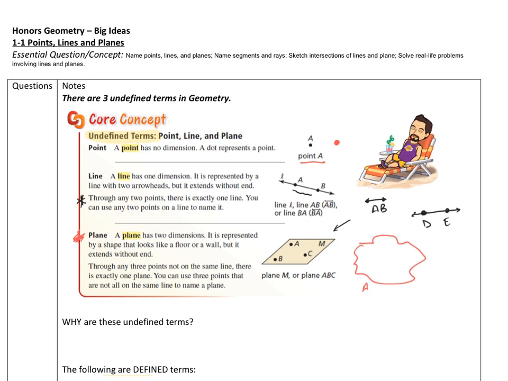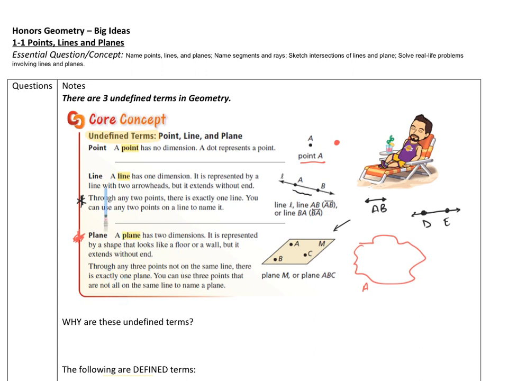Now imagine a bigger piece of paper, and a bigger piece of paper, and then a humongous piece of paper, or a never-ending big piece of paper. It's thin and it goes on forever in every direction. So if you take a look at your ceiling, it's typically going to be a plane, the floor, the wall. So these extend without end.